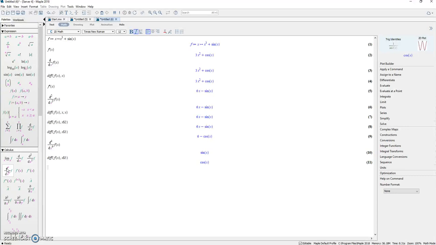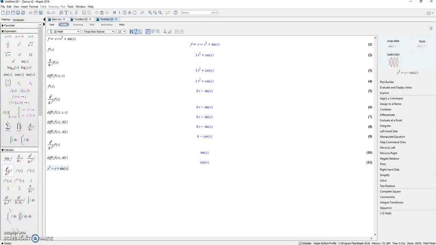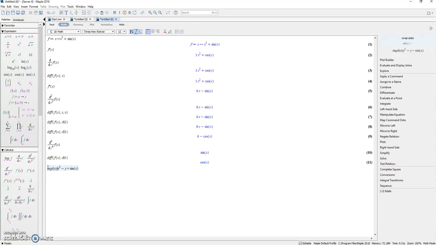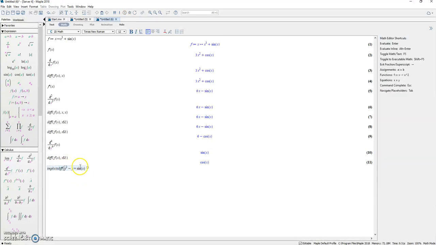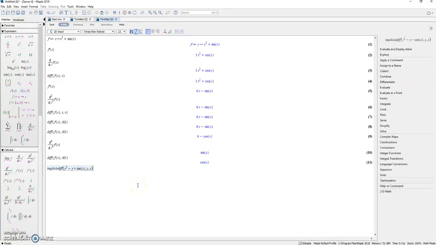We can also take implicit derivatives. Suppose we have the implicit equation y squared minus y equals sine of x, and we want to find dy dx. We can use the command in the front of the function, implicit diff, open a set of parentheses, type in our implicit function, and then type comma y, comma, x, close the parentheses, and hit enter.